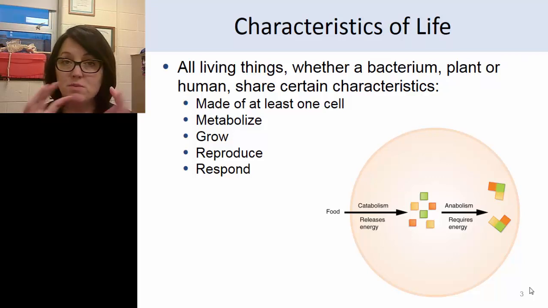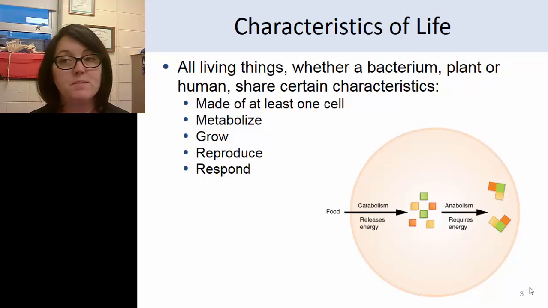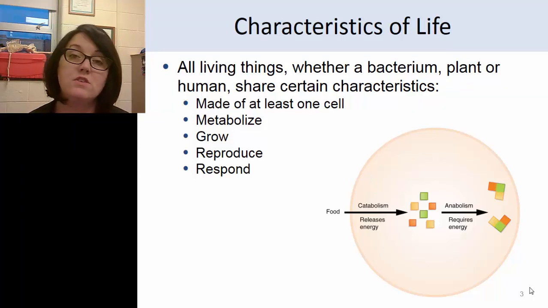A cell is the smallest package that life comes in, and it contains all of the information that's necessary for life. Now, some organisms exist in a single-celled state their whole entire life, whereas others, such as ourselves, exist in a multicellular state. But all living things are made of at least one cell.